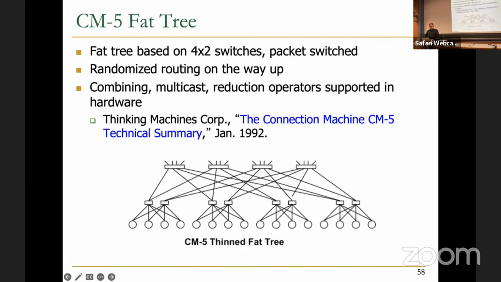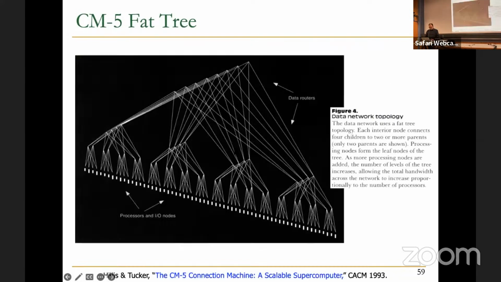This is an example of the CM-5 fat tree, which is a proposal that I can show here. The data network uses a fat tree topology. Each interior node connects 4 children to 2 or more parents, but in this example, they consider only 2 parents. The processing nodes form the leaf nodes of the tree. As more processing nodes are added, the number of levels of the tree increases, allowing the total bandwidth across the network to increase proportionally to the number of processors. So that shows how your network is getting scaled when you add more processors.